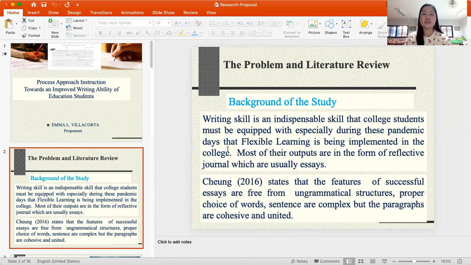Writing skill is an indispensable skill that college students must be equipped with, especially during these pandemic days that flexible learning is being implemented in the college. Most of their outputs are in the form of reflective journals, which are usually essays. June 2016 states that features of successful essays are free from ungrammatical structures, proper choice of words, sentences are complex, but the paragraphs are cohesive and united.